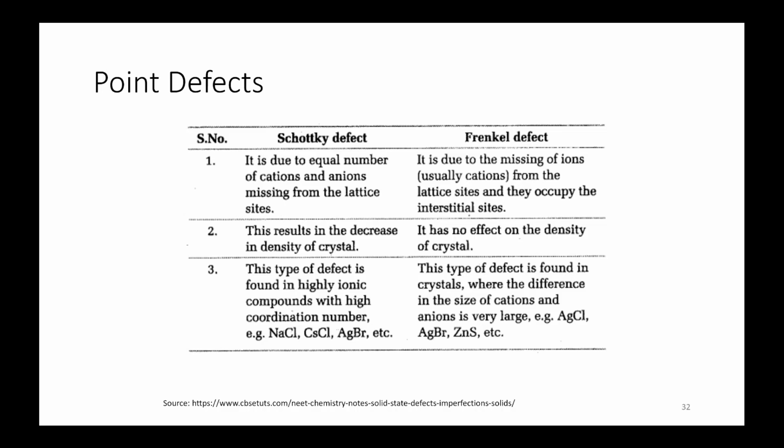And Frenkel defect is due to missing of ions, usually cations, from the lattice sites, and they occupy the interstitial sites. So cations will be smaller in size, so they will go and sit in interstitial. It has no effect on the density of crystal because the atom is just going and sitting in interstitial. So the number of atoms will be similar in the crystal. This type of defect is found in crystals where the difference in the size of cations and anions is very large. So difference would be higher in Ag and Cl type of atoms. So examples are AgCl, AgBr and zinc sulfide.